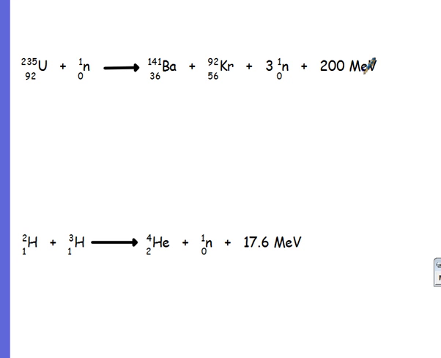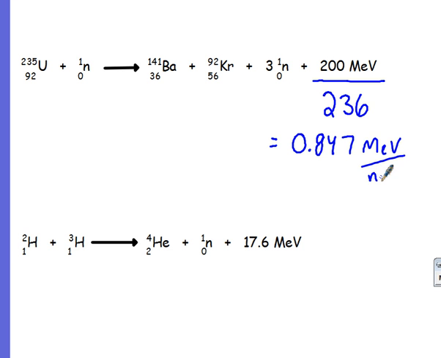So in this process, we release 200 mega electron volts. However, in fission, 236 nucleons are present. So in reality, this is 0.847 mega electron volts per nucleon.